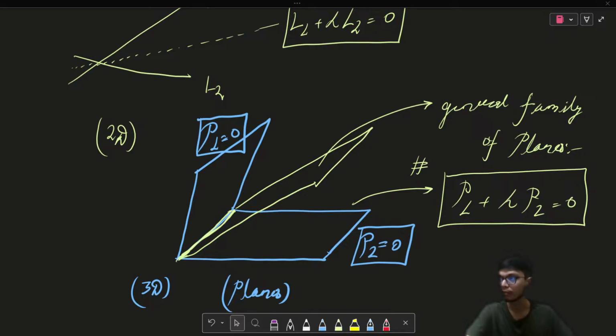So now let me take some problems, and tomorrow we are going to come live with a problem-solving session that is entirely dedicated to three-dimensional geometry.